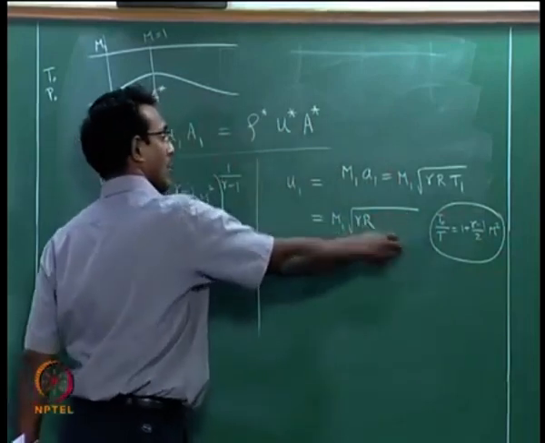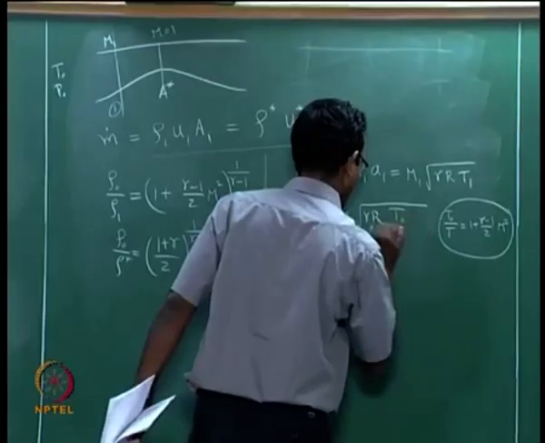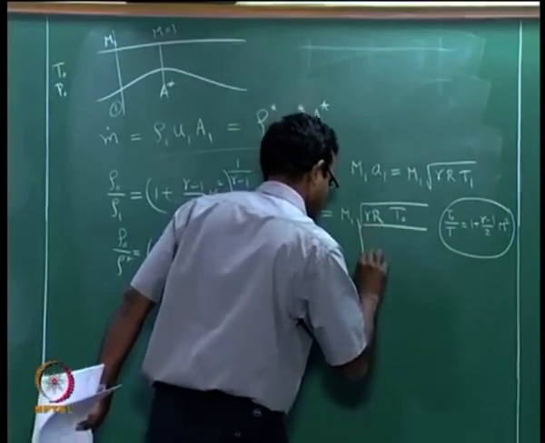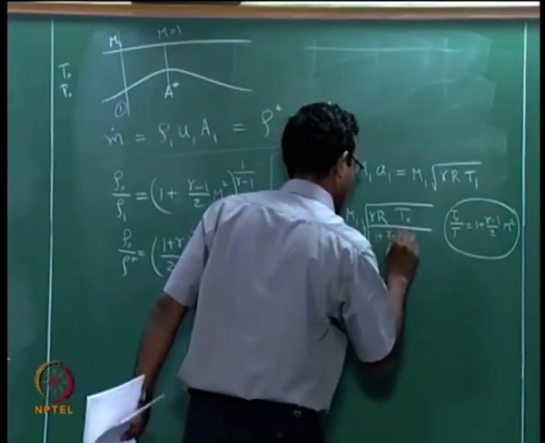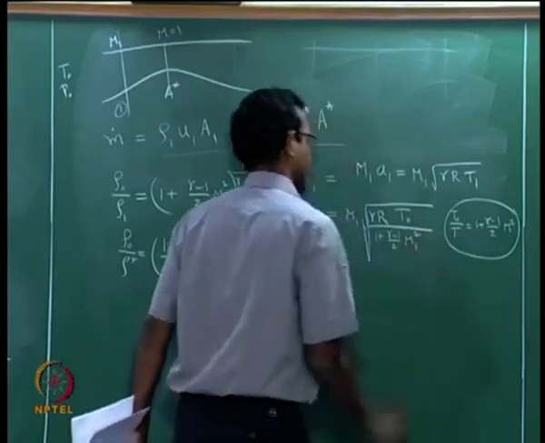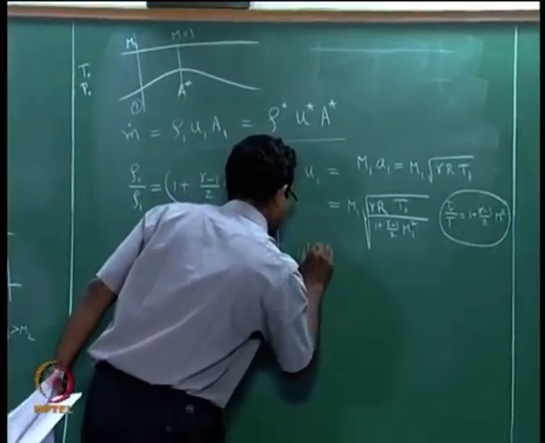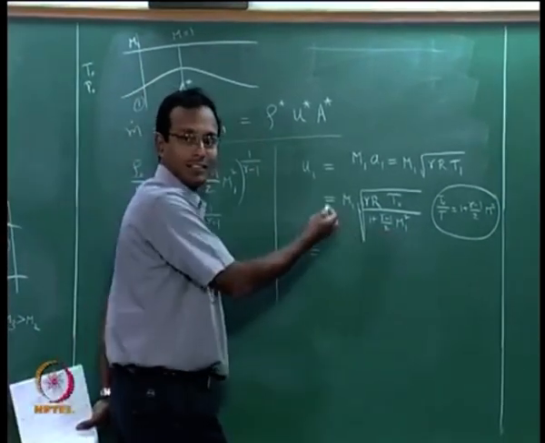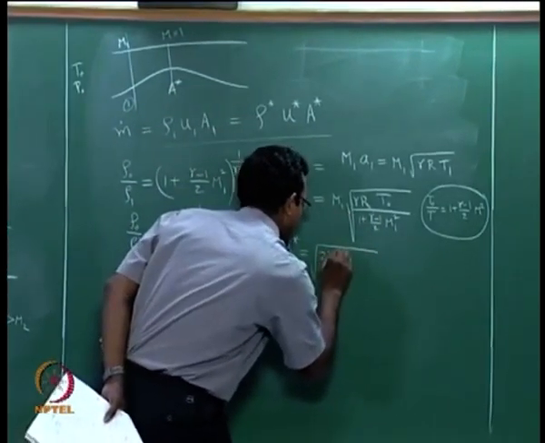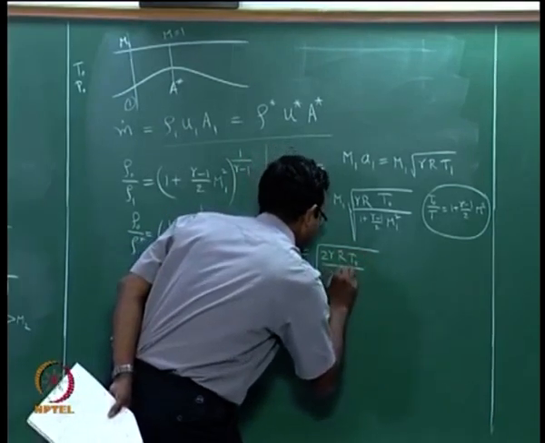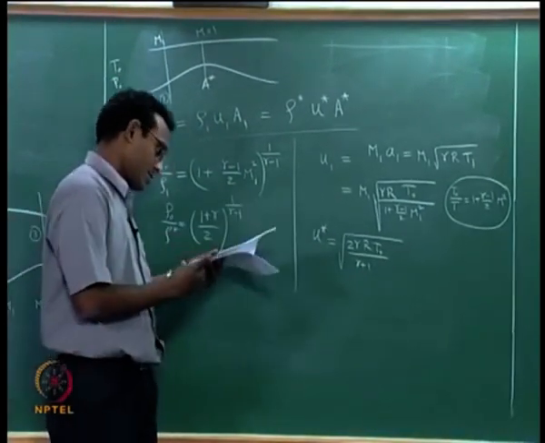I have this here, I want to use that inside here. I will take the t there and the whole expression below, it is going to be m1 square root of gamma r t naught divided by, I will extend the square root further, 1 plus gamma minus 1 by 2 m1 square. This is the expression I will have. Now if I want a u star expression, that is just substituting m1 equal to 1 in this. So that is going to come down to square root of 2 gamma r t naught by gamma plus 1. You can simplify to something like this.